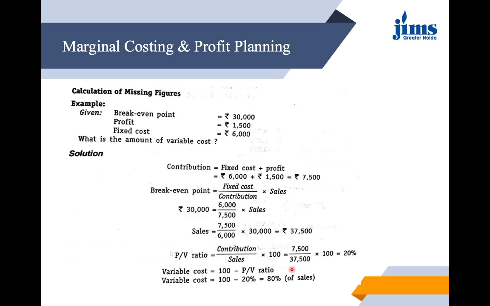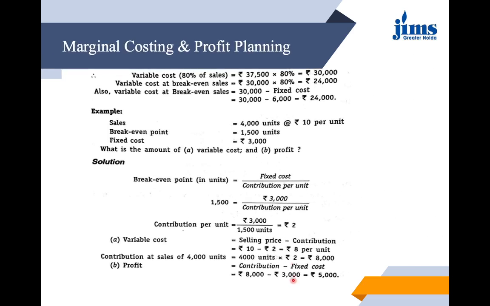So variable cost is simple here, 100 minus the PV ratio, that is 80% of sales. We can find it out now, because we do have the sales figure. The variable cost at break-even sales is 24,000. The other ways also it can be found out. 30,000 minus the fixed cost, also it is 24,000, and by using the percentage that we have calculated, that way also it is coming out as 24,000.